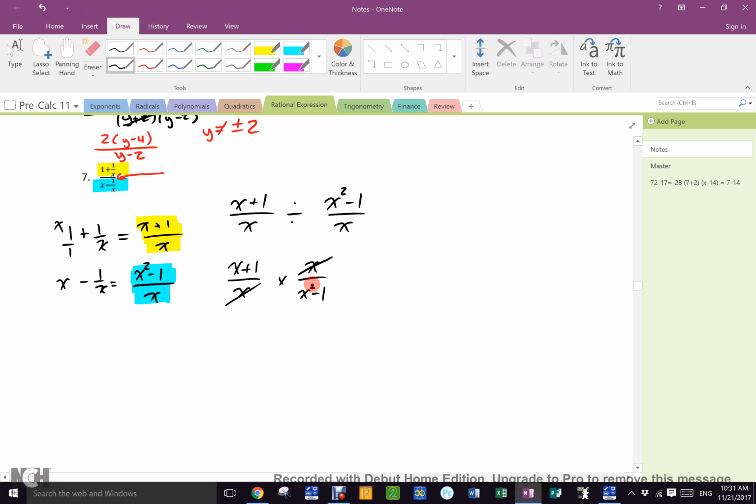Can I do anything with that? I can't do anything with x squared minus 1? Isn't that x plus 1, x minus 1? What do you get to do there now? So what's left over? X minus 1. Where? Numerator or denominator? So it's 1 over x. Done.